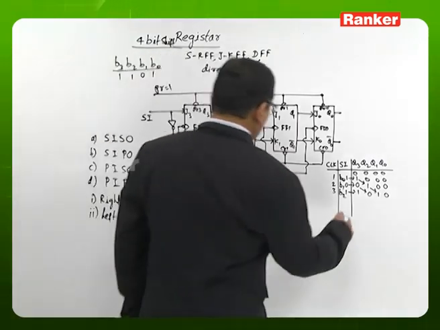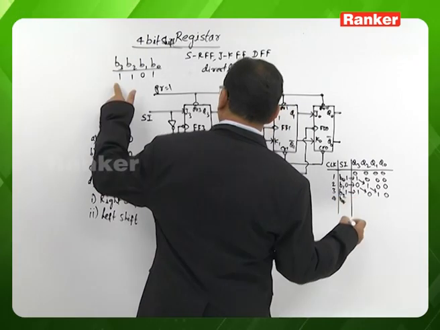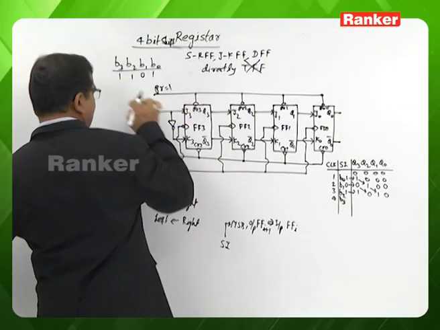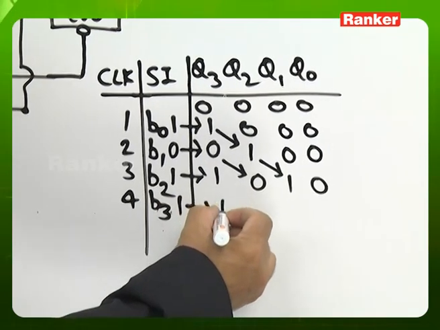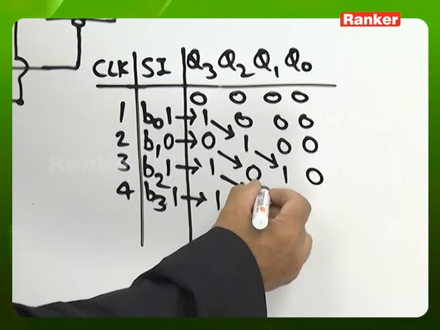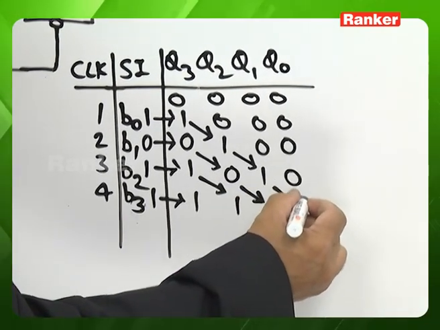Now, before applying the fourth clock signal, bit B3 we are keeping at the serial input. As per the sample number, it is 1. While applying the clock signal, B3 comes to Q3, the Q3 bit comes to Q2, the Q2 bit is transferred to Q1, and the Q1 bit is transferred to Q0.